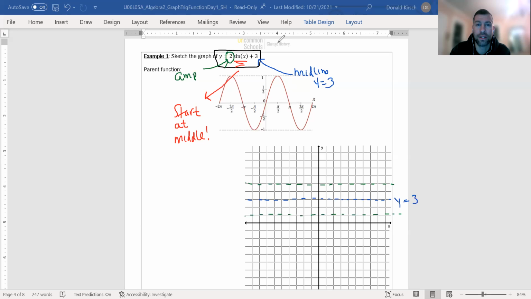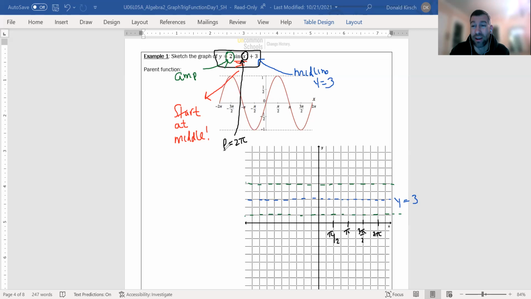And so what else do I need to know? Well, I've got to get my scales down. So let's call this pi over 2. Let's call this pi. Let's call this 3 pi over 2. And let's call this 2 pi. Do I have to worry about period here? No, I don't. And here's why. Nothing has changed on the inside there. So our period is still 2 pi. Everything is good and gravy. So I'm going to complete one full cycle in 2 pi time.